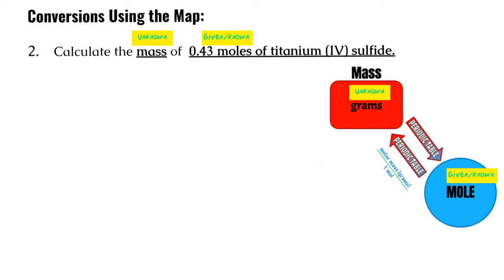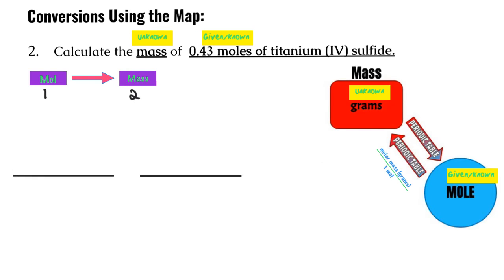When we look at setting up our problem, we see that we are going from mole to mass. So that gives us 2 blanks to fill in with a conversion on one of those blanks. We start with our known quantity, which is 0.43 moles of titanium 4 sulfide.